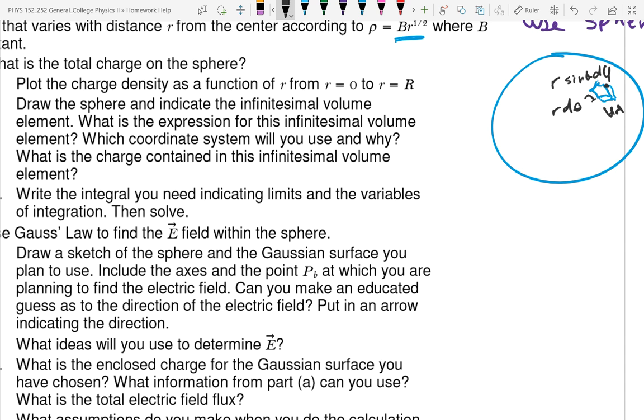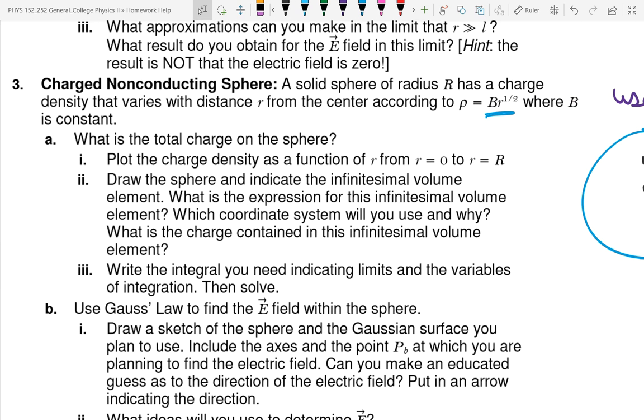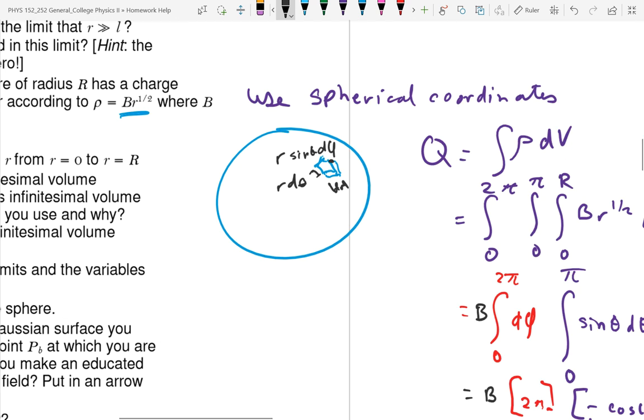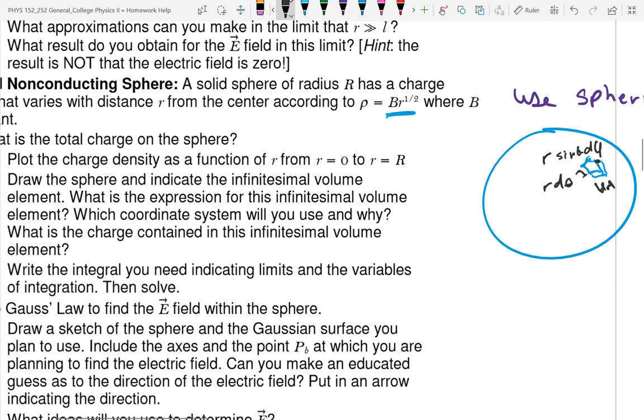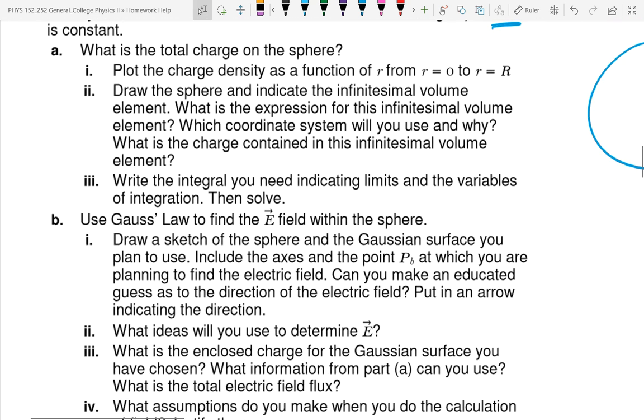So what was the expression for the infinitesimal volume? That was the dV, which I put right here. Right? You have to answer all of these explicitly to show that you actually understood what you were doing. What coordinate system we use and why, we talked about that. What's the charge contained within it? The charge contained within it was rho dV. Right, so we answered all of those, but you have to answer them explicitly, not just do it like I did. Because I want to see that you understand the process that you went through, not, well, I followed along and wrote it down. Okay, so then you write the integral indicating the limits and variables and solve it.